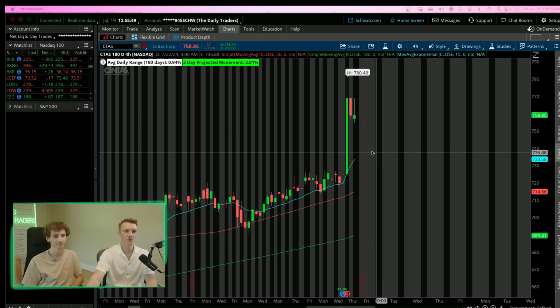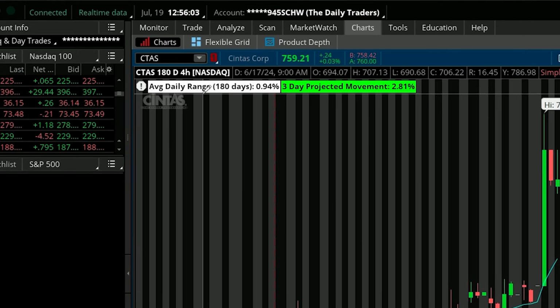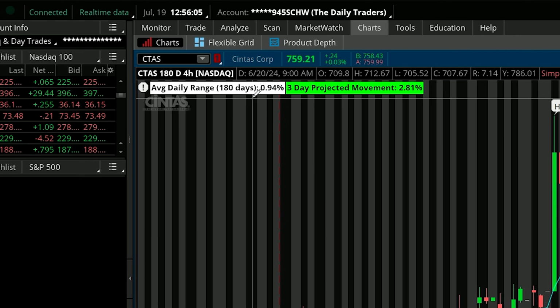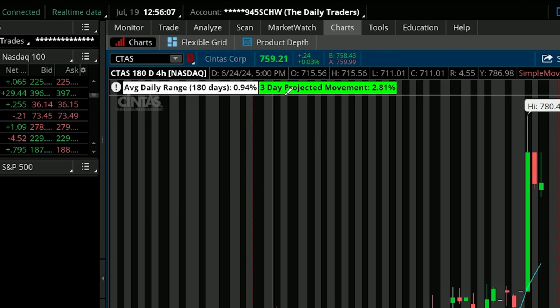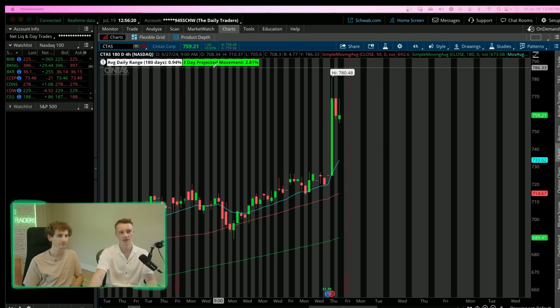So here's how we see if this is a realistic trade or not. I created this little tool, okay? I call it the ADR calculator. You can see up here the average daily range. We're looking at 2 different kinds of measurements. We've got the average daily range over the last 180 days, and then we've got the 3-day projected movement. 3-day projected move because my average hold period is 3 days, so I have it default set to 3 days. I'll put this link in the description of this video and I'll give it to you. You can download this tool on your Thinkorswim and use this.